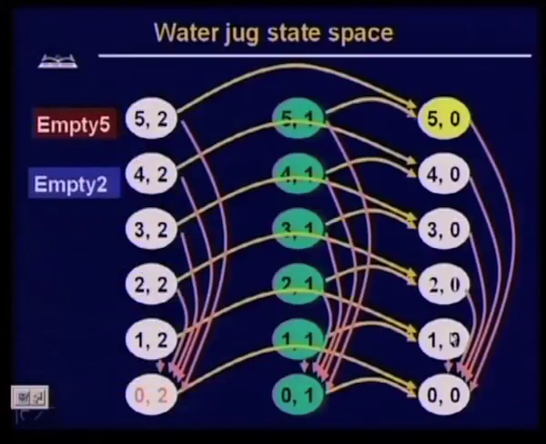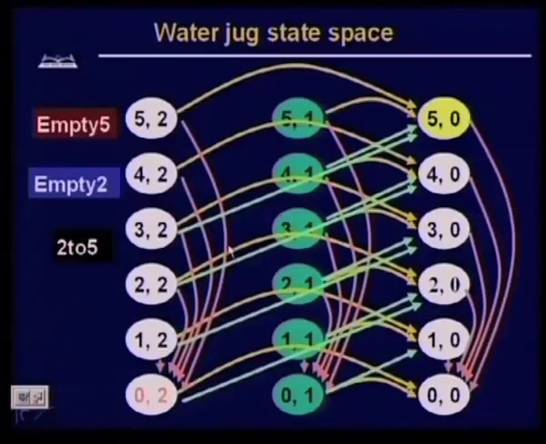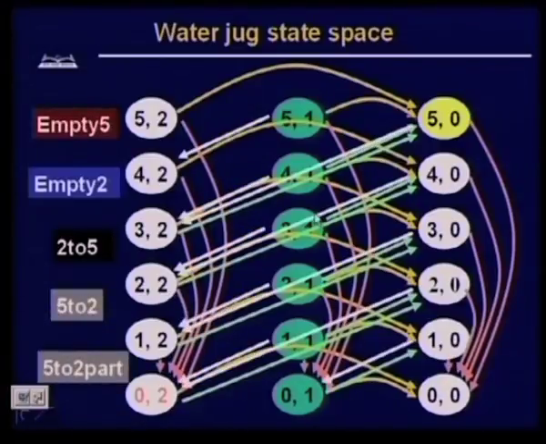The next operator is empty 2, which takes you from 5 2 to 5 0, 4 2 to 4 0, 5 1 to 5 0, 3 1 to 3 0 and so on. 2 to 5 takes you from 3 2 to 5 0, 4 1 to 5 0, 2 2 to 4 0, 3 1 to 4 0 and so on. 5 to 2 takes you from 5 1 to 4 2, 5 0 to 3 2, 4 1 to 3 2 and so on. 5 to 2 part takes you from 2 2 to 2 0, 2 1 to 2 0 and so on.